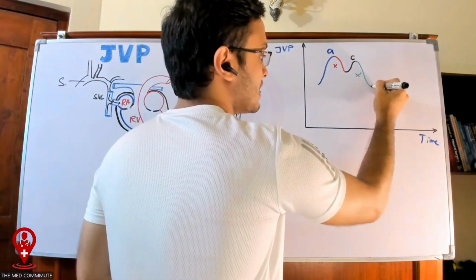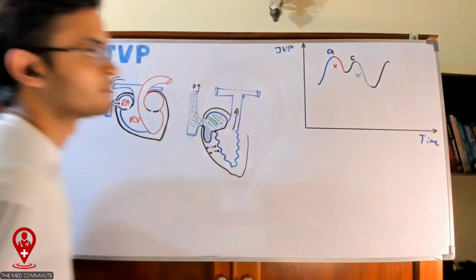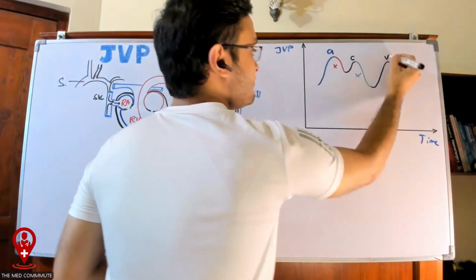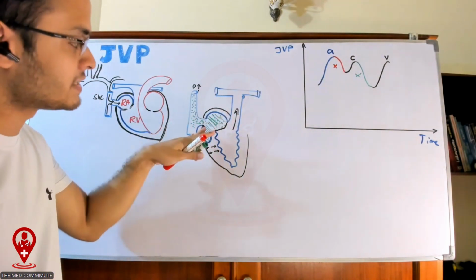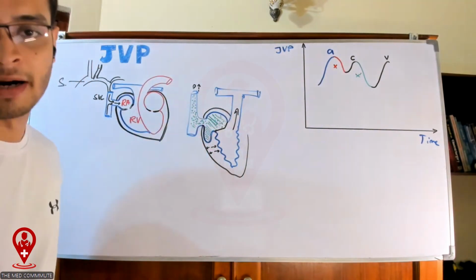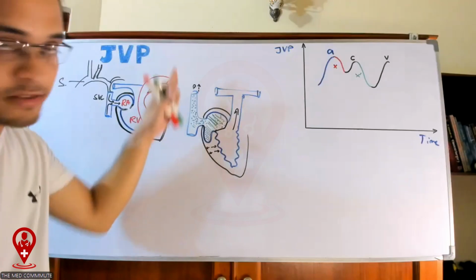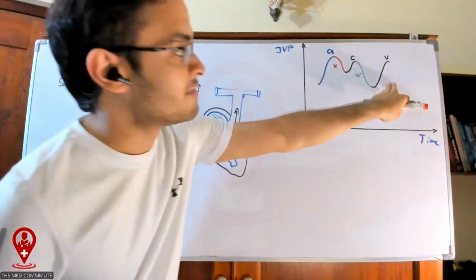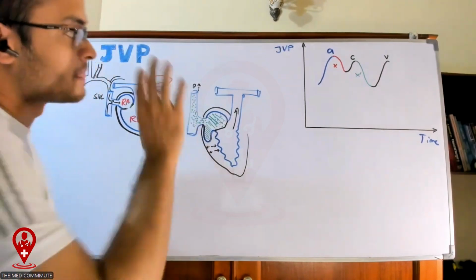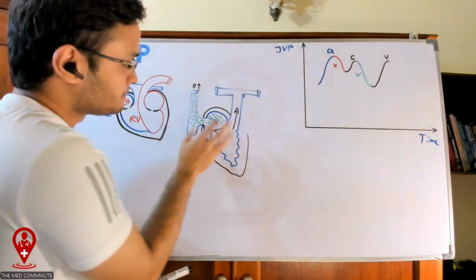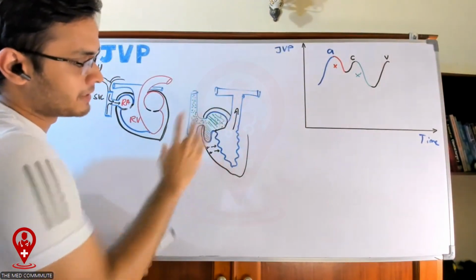So this is going to be our next wave here. This is what we call the V wave. Now, why does the V wave happen? With continued relaxation of the right atrium, there's going to be pooling of blood within the right heart and the venous system. Because of that, we are going to have an elevation of the pressure as blood builds up.